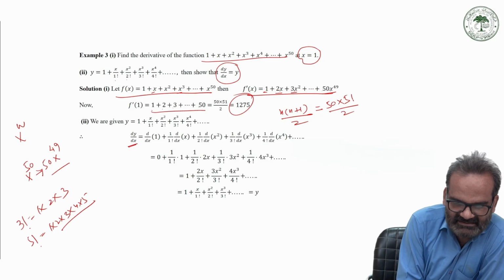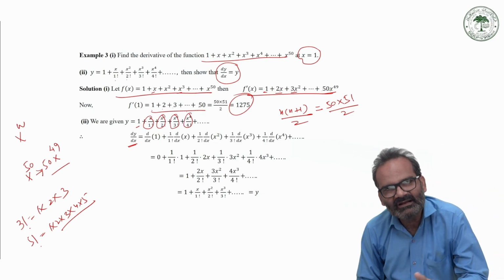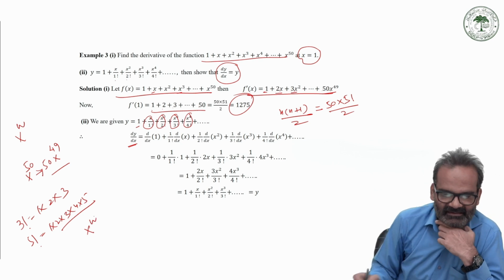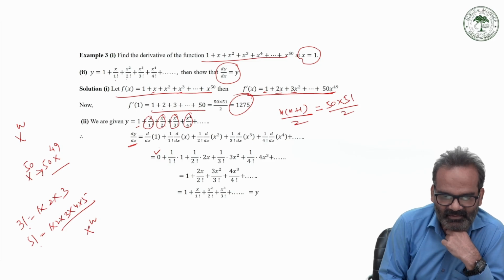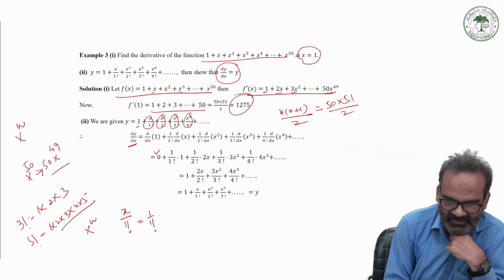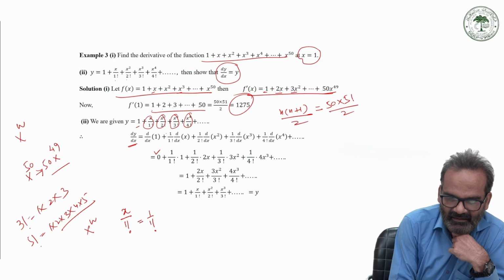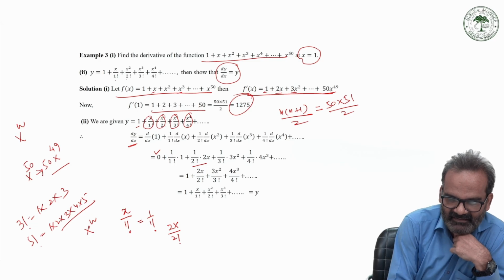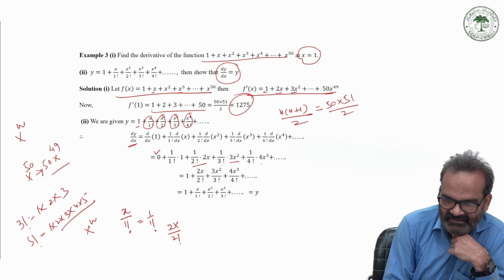So dy over dx is the derivative of 1, plus the derivative of each of the following terms. They can all be differentiated by using the single formula for x raised to the power n. See, the derivative of 1 is 0. No problem. The derivative of x upon factorial 1: the derivative of x is 1, so we get 1 upon factorial 1, and factorial 1 is also 1. Next, the derivative of x square is 2x, giving 2x upon factorial 2. For x cube, 3x square upon factorial 3. For x4, 4x cube upon factorial 4. Right? This line is okay.